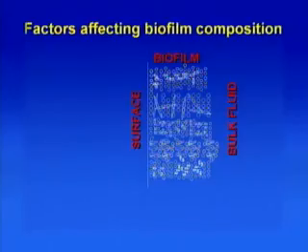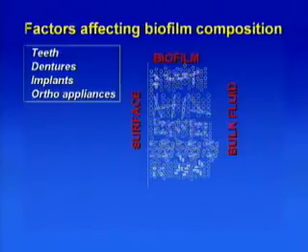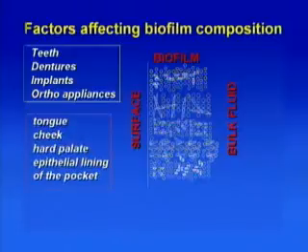And in the mouth, we have many different surfaces. For example, we have hard tissues. We have the teeth, and we have other hard tissues that we as clinicians put into the mouth, such as dentures, crowns, orthodontic appliances. There are also many soft tissue surfaces, such as the tongue, the cheek, the hard palate, the epithelial lining of the periodontal pocket. These are all epithelial surfaces, but are actually quite different surfaces.